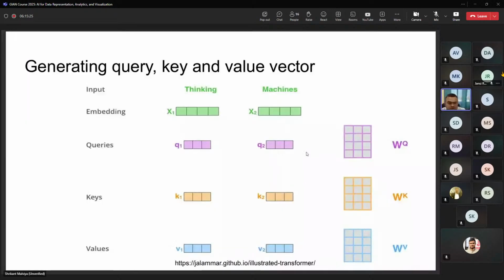So this is how it is happening. Suppose there are two words in the sequence, thinking and machines. First we'll get the embedding of both the words, x1 and x2. Then we already have a matrix of weights for that many sequence.